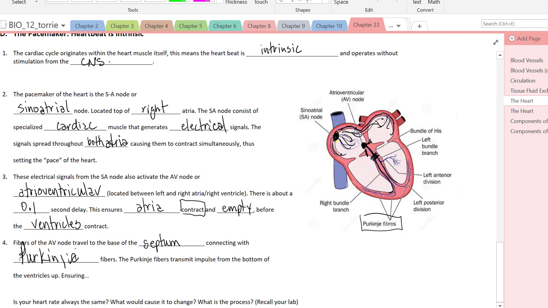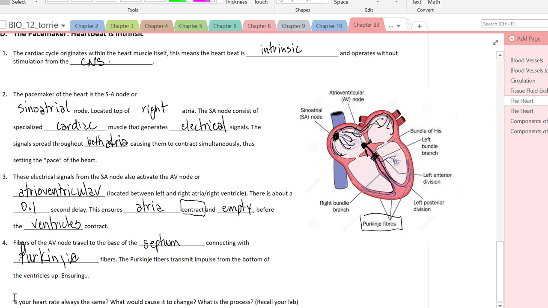And then those Purkinje fibers transmit the electrical signal to the cardiac muscle, causing them to contract from the bottom up and empty your ventricles into the corresponding blood vessel. Right ventricle into your pulmonary trunk, left ventricle into your aorta. All right, so that's it.